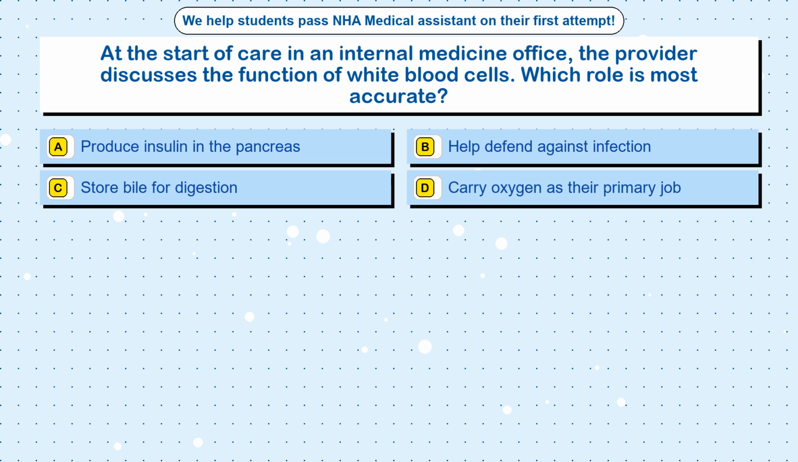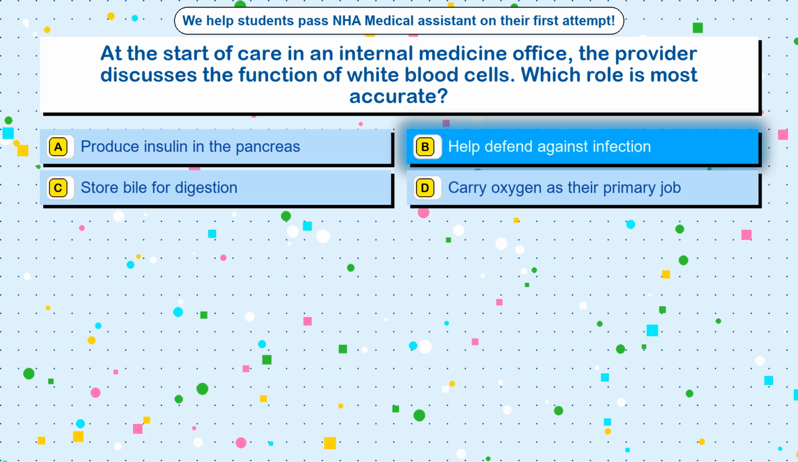Question 14. At the start of care in an internal medicine office, the provider discusses the function of white blood cells. Which role is most accurate? Option A. Produce insulin in the pancreas. Option B. Help defend against infection. Option C. Store bile for digestion. Option D. Carry oxygen as their primary job.